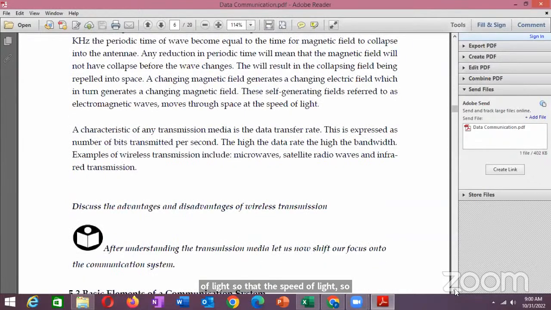So a characteristic of any transmission media is the data transfer rate. This is referred to as the number of bits transferred per second. The higher the data rate, the higher the bandwidth. Examples of wireless transmission include microwaves, satellite, radio waves, and infrared transmission.